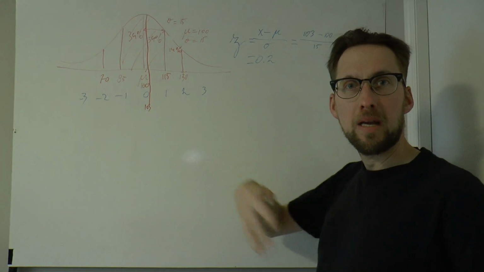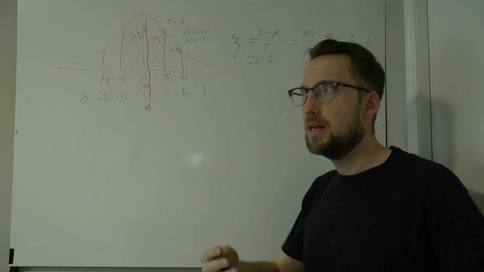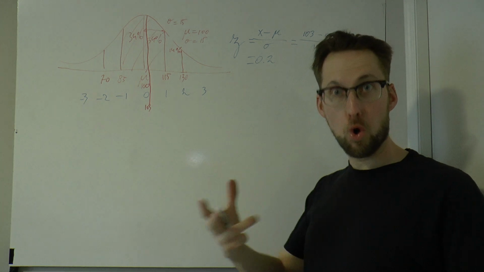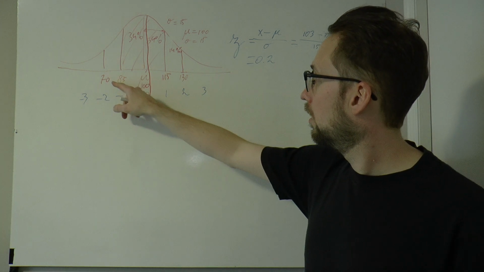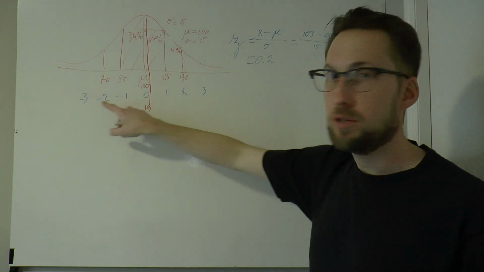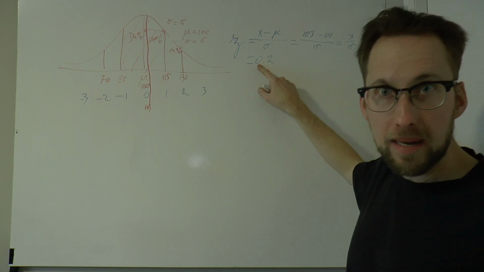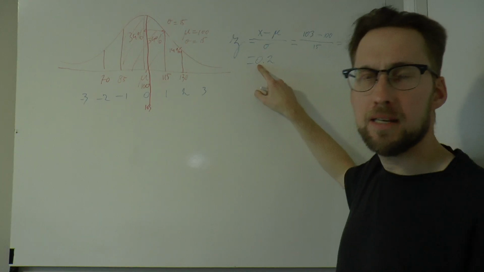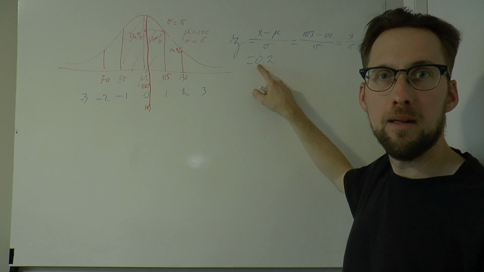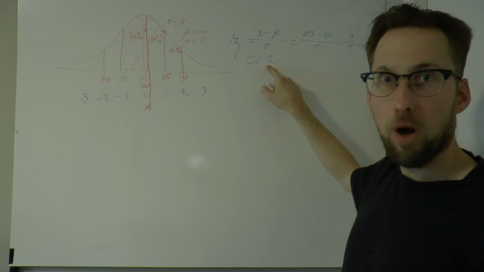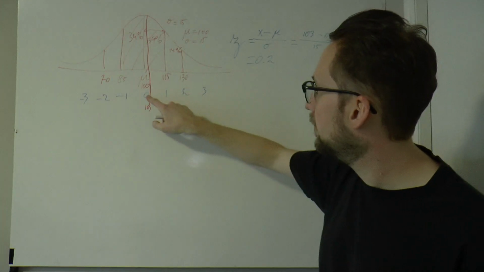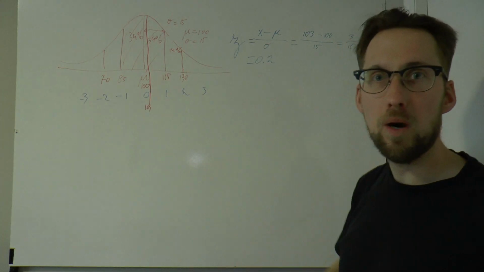0.2. A z-score expresses the position of a raw data score in a standard normal distribution. And it says how many standard deviation units that score is removed from the mean. 0.2, a fifth of a standard deviation. This would be 1 standard deviation.